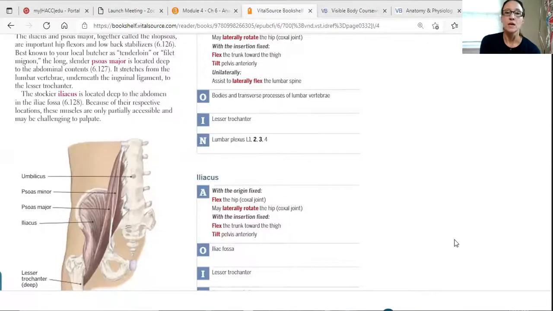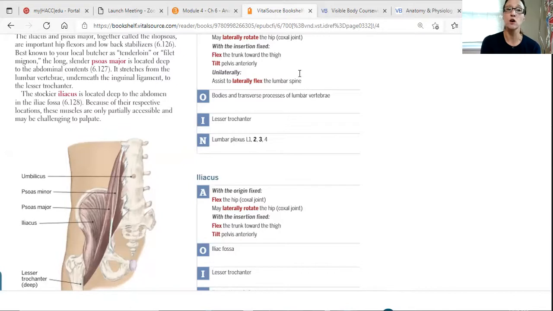Let's go back into the screen share for a second. All right. So one more action for psoas can assist to laterally flex the lumbar spine. So lateral flexion looks like this. The whole spine goes to one side laterally or the other. It is not a strong lateral flexor of the spine at all. You have a lot of other muscles that do that. That's why it says assist to laterally flex the spine.